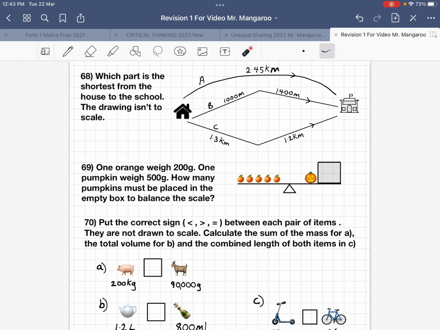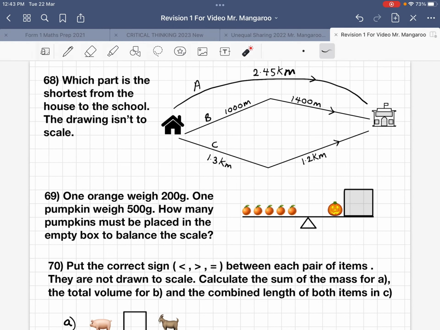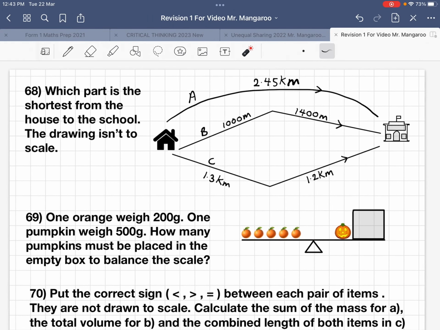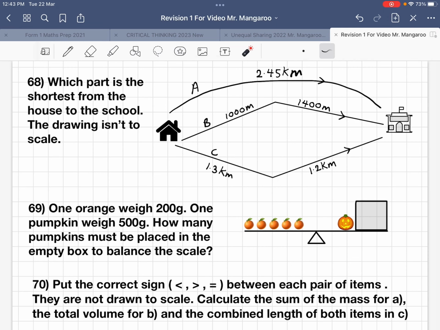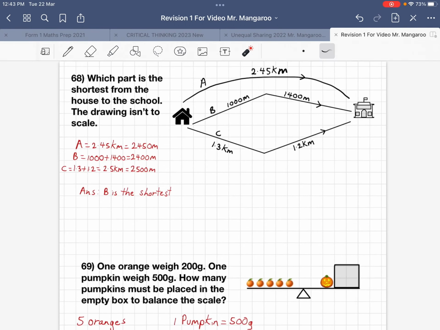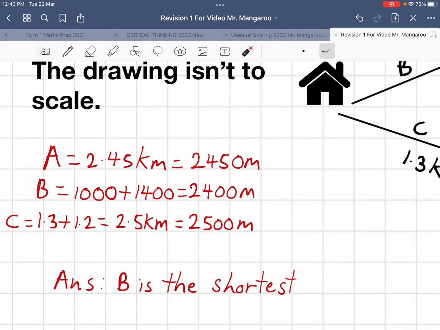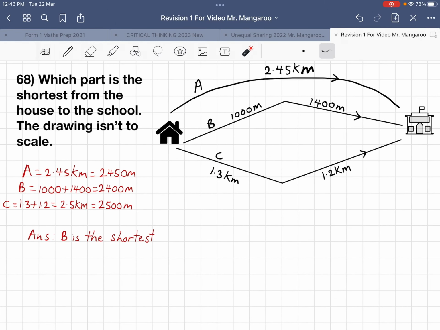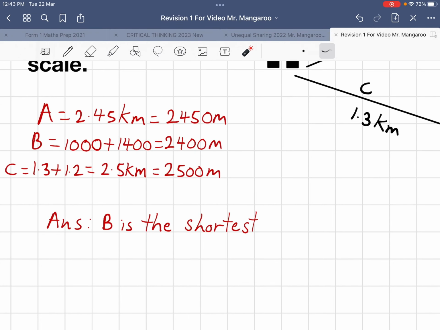Which path is the shortest from the home to the school? So we were given this one, we can convert it to meters. I'm multiplying by 1000. B, we can add these two together, that's 2400. And C, we can add these together and then convert them. So that's 2.5, which is 2500. So which is the shortest? B.